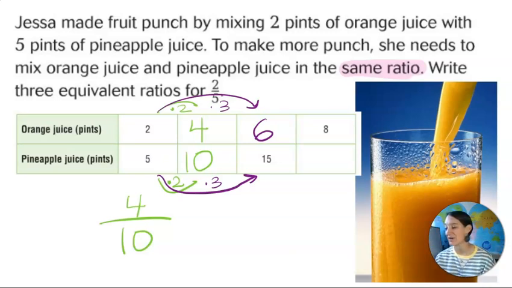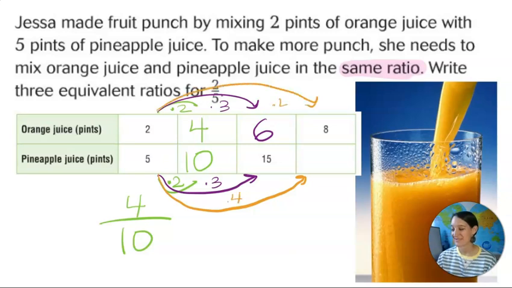We could get even bigger. We could quadruple the recipe, meaning we times the pineapple juice and the orange juice by 4. That would give us 8 pints of orange juice and 20 pints of pineapple juice, and it would still taste exactly the same. This is why equivalent ratios is so, so, so important. It's keeping things the same, just making them bigger or smaller.